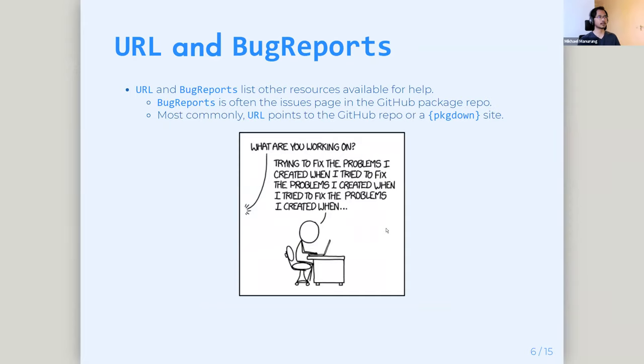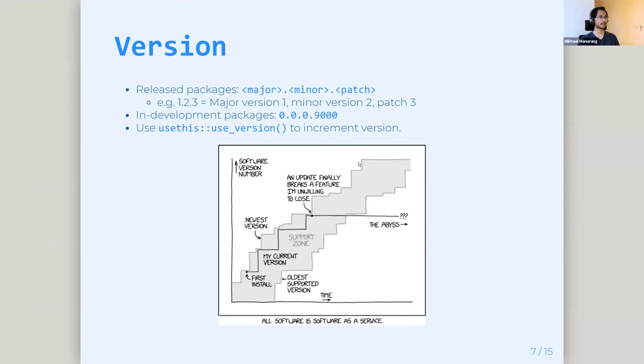All right, so there's also the URL and bug reports that we can fill in the description, and the URL can point you to the GitHub repo or the package down site. And the bug reports is usually the issues page in the GitHub repo. All right, and then we have a version.